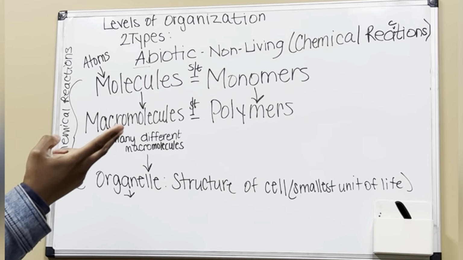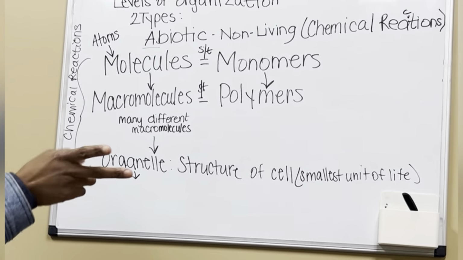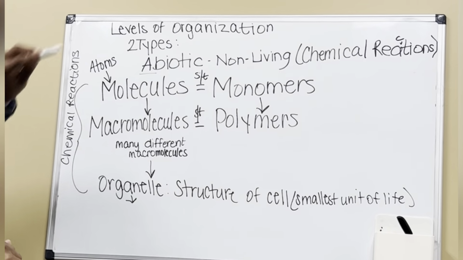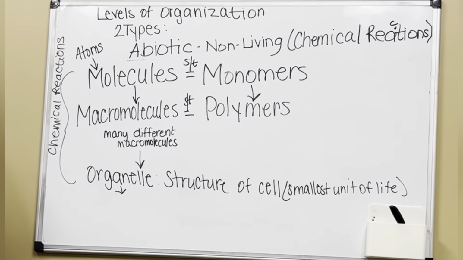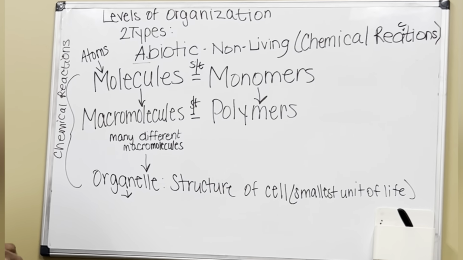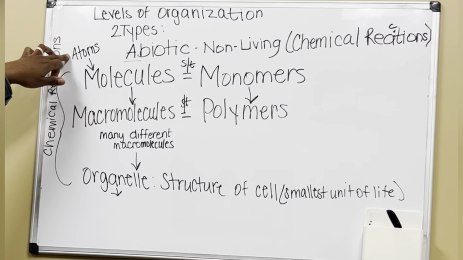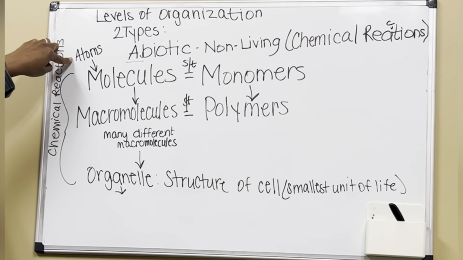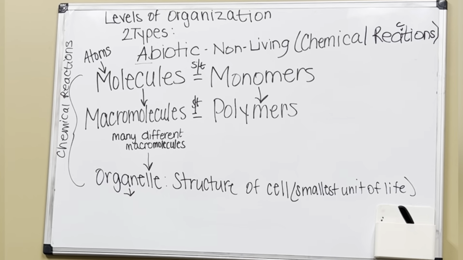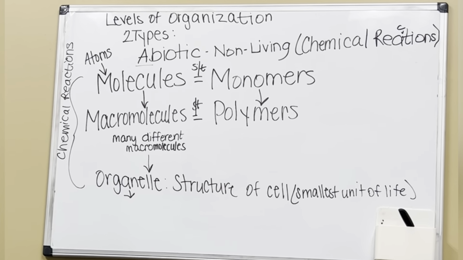But okay, so there are 2 types of levels of organization. There's abiotic and biotic. But now we're going to talk about abiotic, and abiotic is non-living chemical reactions. The first one is atoms. There are 92 naturally occurring atoms, and 25 are essential for life.